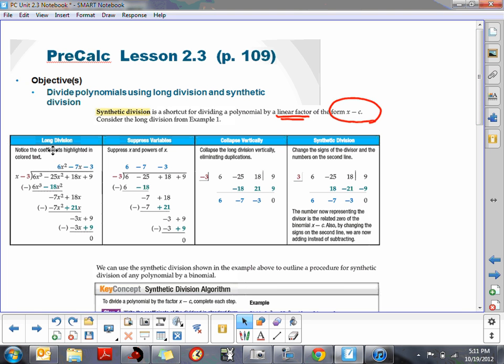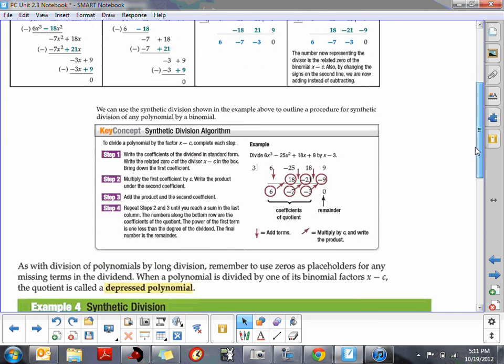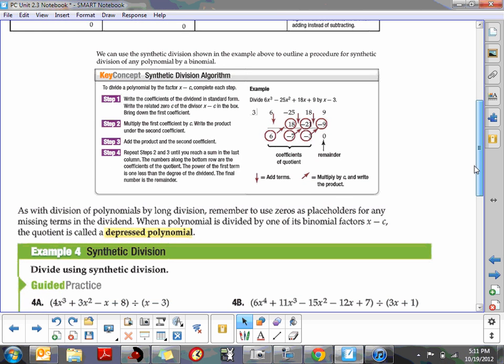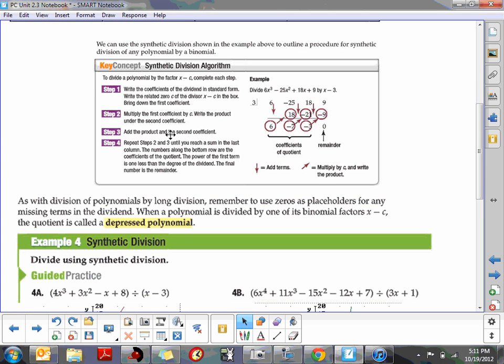They give you some examples here of what the long division looks like, then they suppress the variable, collapse it vertically, and then they finally show you the synthetic division. I'm going to go through this process of synthetic division and show you how it works. Here's a step-by-step algorithm if you want to look through that process. If you get lost in any of this, you can always look through that.